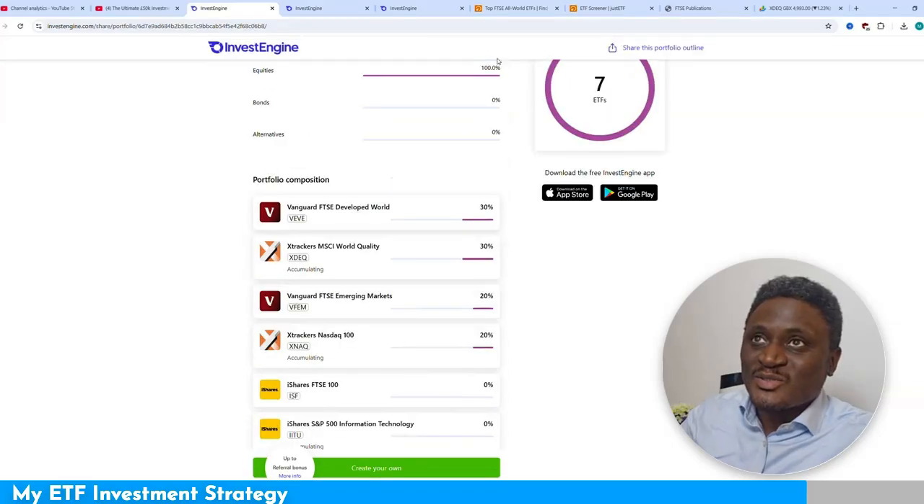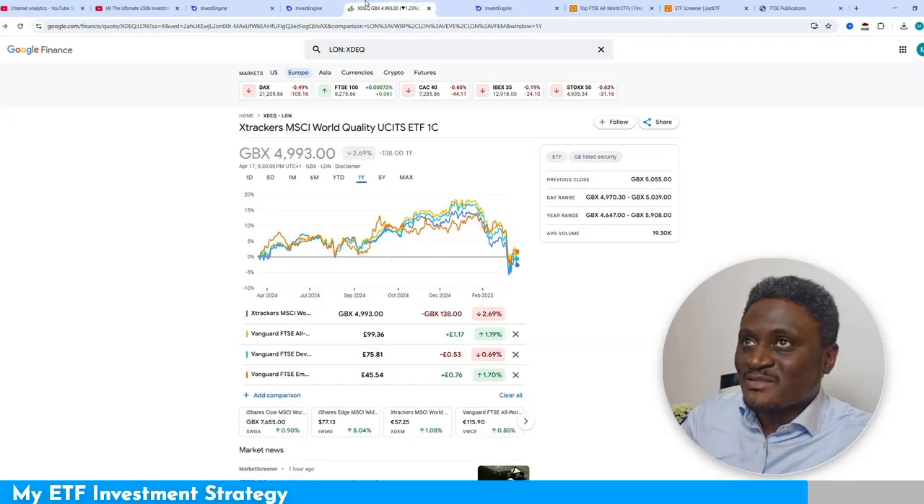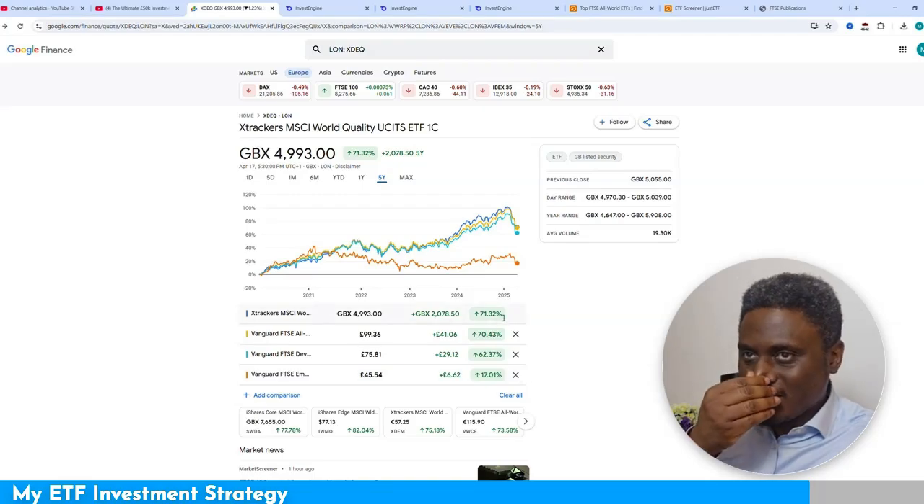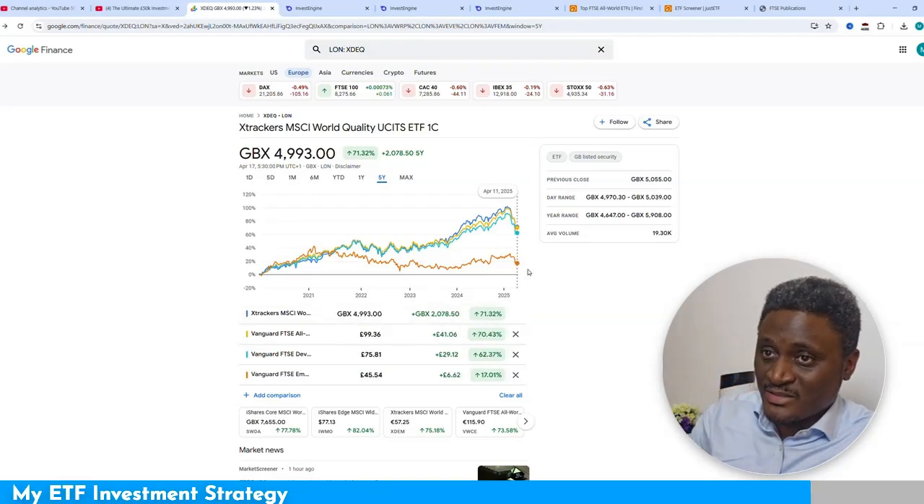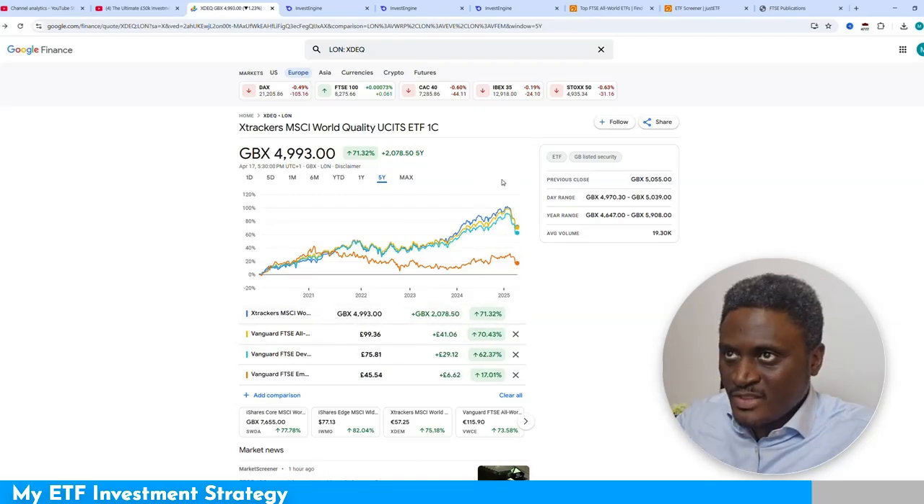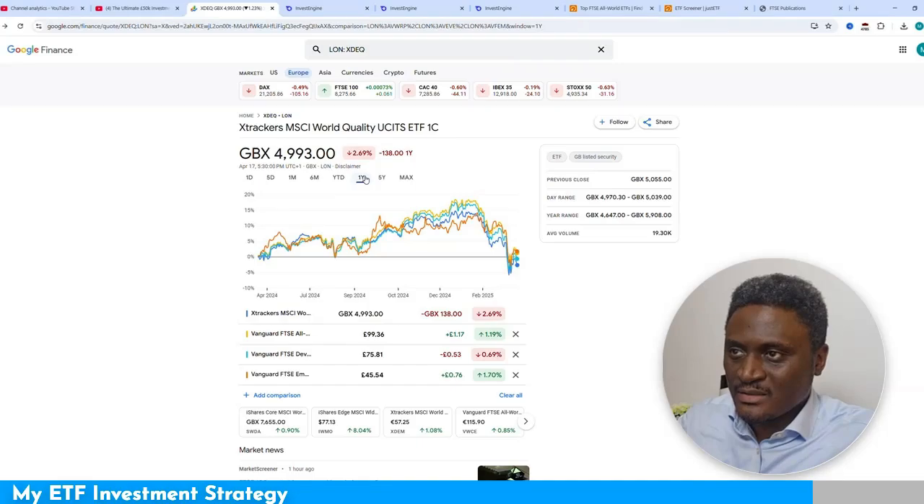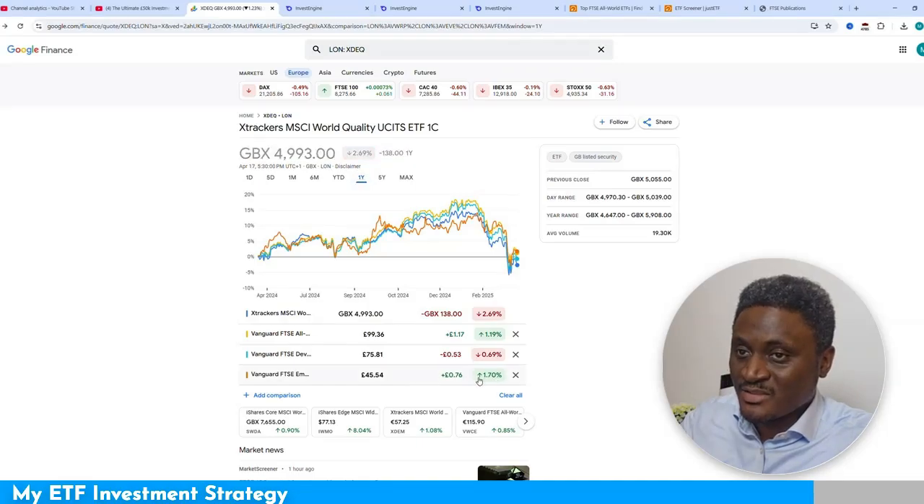Looking at the results, again, they'll tell you past performance is not a predictor of future performance. But if I compare all of them over the last 5 years, XDEQ has actually done the best. But in the last 1 year, emerging markets is doing the best. So it makes sense that I leaned into China, because they're holding up. Developed world is dropping. But this XDEQ, because it's mostly developed world, is dropping even harder.